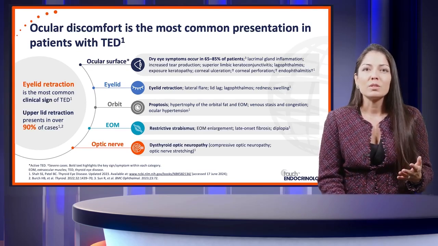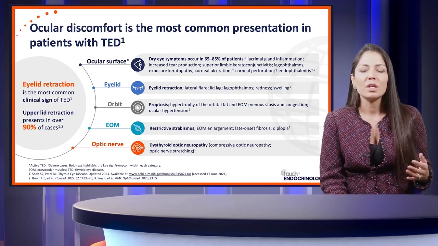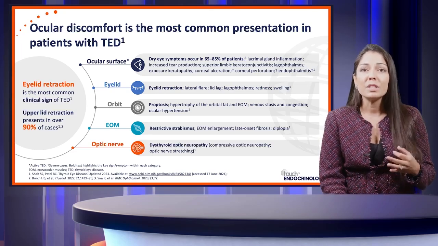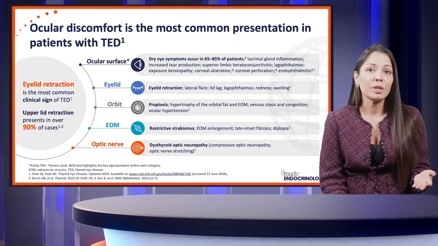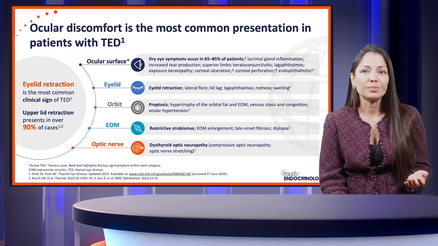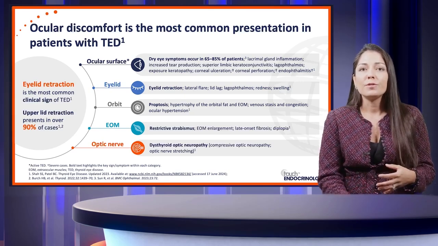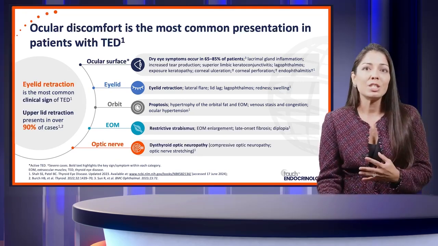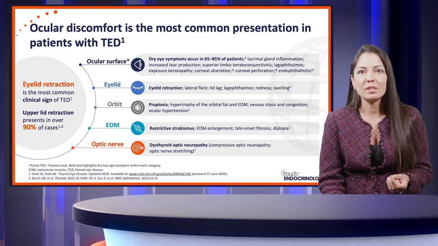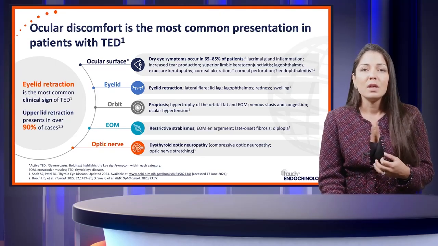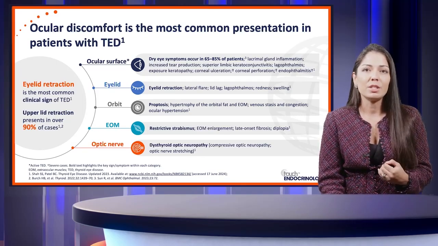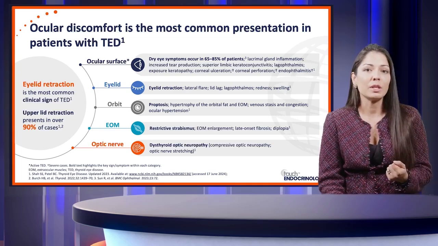The extraocular muscles can get very swollen and enlarged, and this can result in difficulty in moving the eyes, and patients will experience double vision or diplopia. And then later in the course of the disease, the fluid and inflammation can transition into scar tissue and fibrosis. And again, these patients can have double vision, which can be very challenging to treat both medically and surgically.